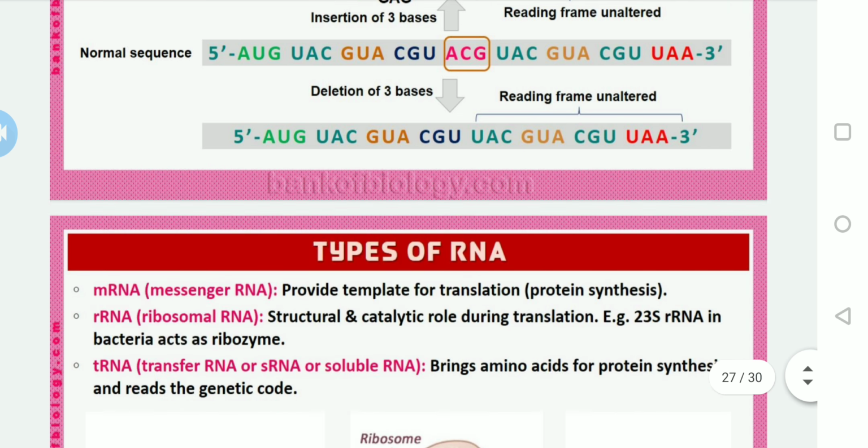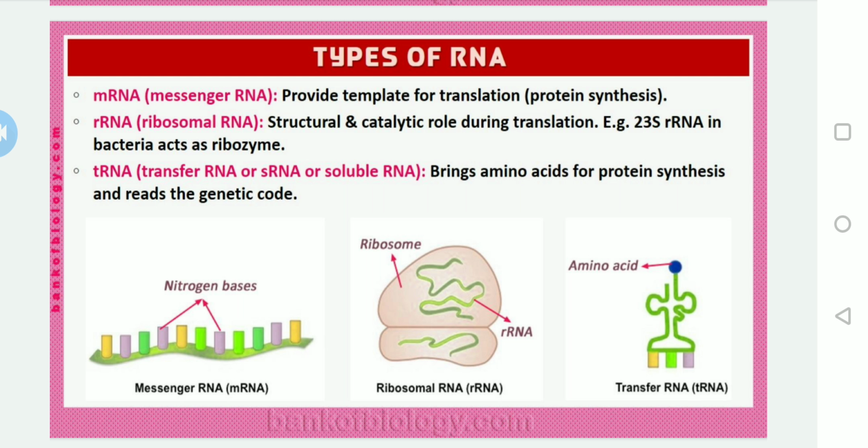After this, we have to discuss the types of RNA. This is very important. I told you in the beginning also, RNA not only acts as a genetic material, it also acts as a catalyst. There are three types of RNA we can identify: messenger RNA, ribosomal RNA, and transfer RNA.